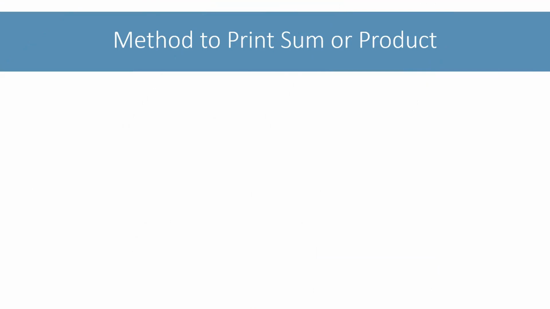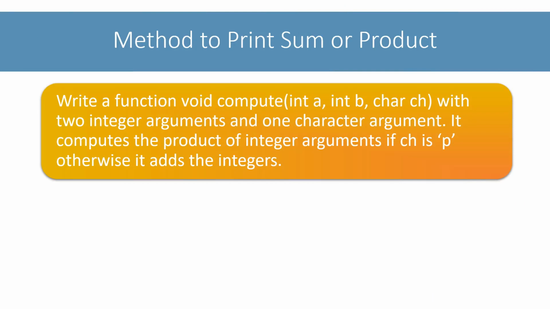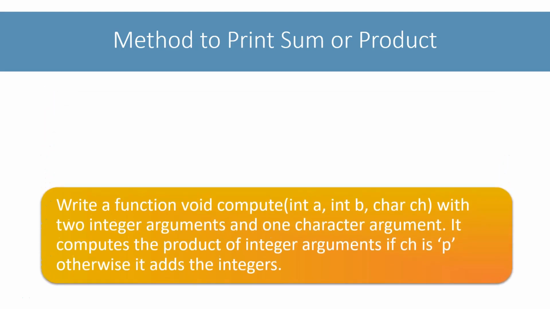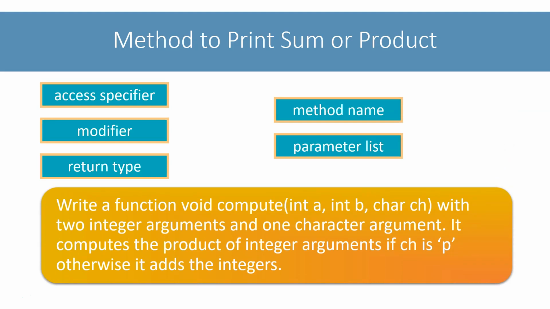The problem statement of this question is: write a function void compute(int a, int b, char ch) with 2 integer arguments and 1 character argument. It computes the product of integer arguments if ch is p, otherwise it adds the integers. In this question, the prototype of the method is mentioned in the question itself. Such questions are excellent scoring opportunities as half of the answer is given in the question itself. So, I will write the method prototype as given in the question.